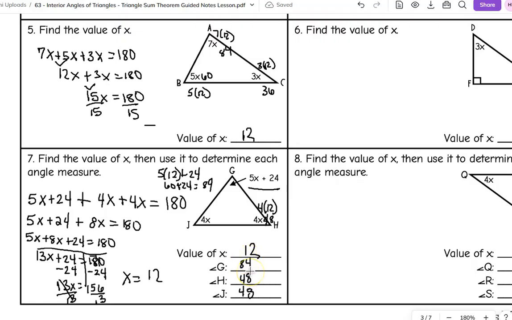Okay, so now I'm going to add all these angles up, and if we did it right, we should end up with 180 because my interior angles have to equal 180. So 84 plus 48 plus 48 gives me 180. So I know that I did it correctly.